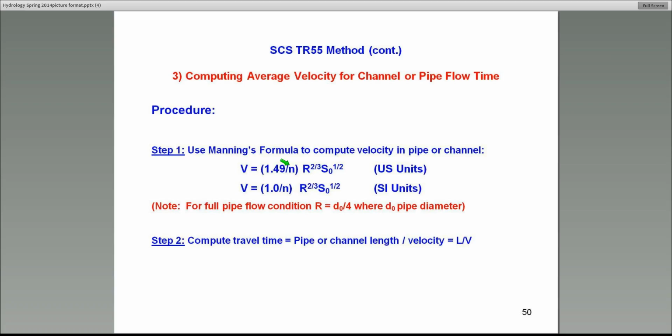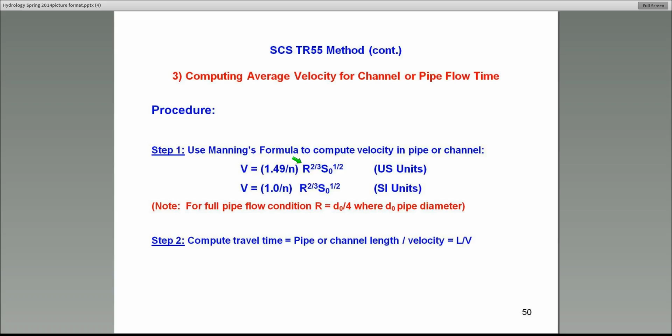Now, this is not the same n that I showed you for overland flow, although the concept is the same. But this can be obtained from tables. I'll show you a table here in a moment. For example, for a concrete pipe, typically that Manning's n value is about 0.015. R is the hydraulic radius. This is probably by far the toughest thing to get in this equation. It's defined as the flow area divided by the wetted perimeter.